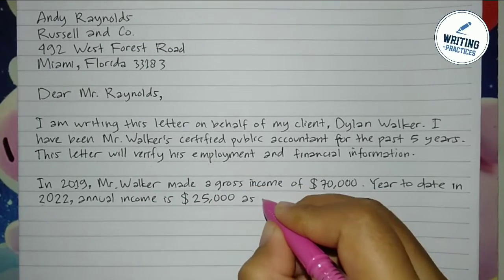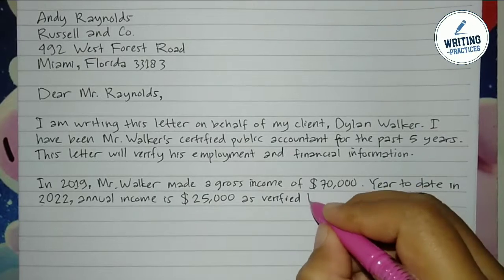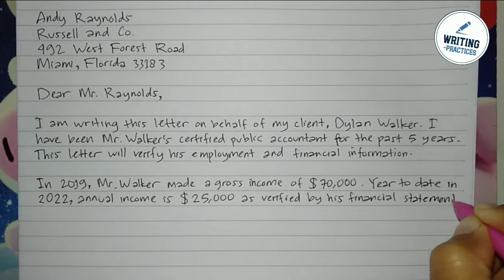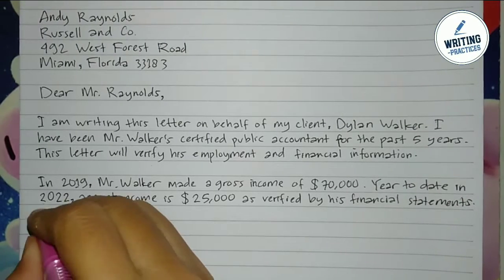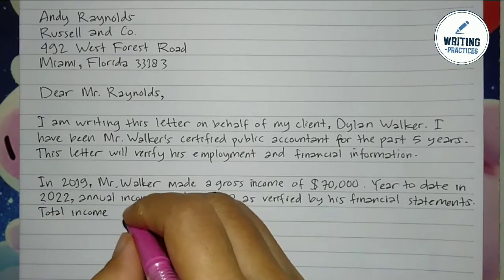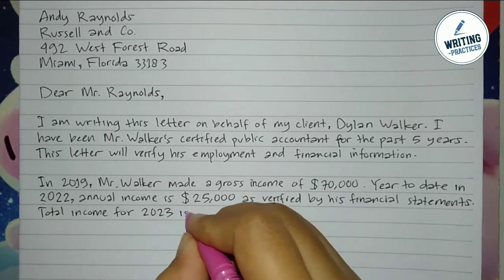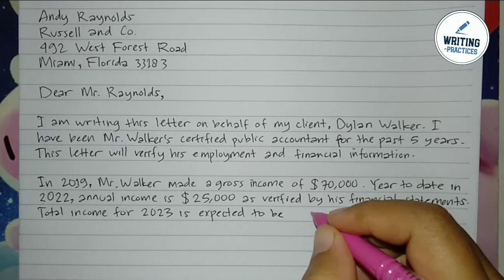State clearly that this income has been verified by the financial statements. And write the total income for this year. You can say it is expected to be comparable to a certain year's income, and mention what year it is.